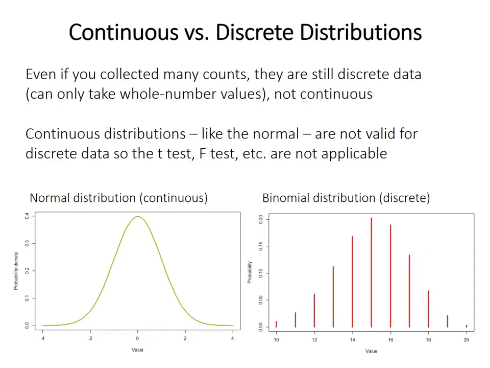But even if we did spend the time and collect many different counts, they're still discrete data. They're not continuous data. And so parameters like standard error or the variance only apply to continuous data. So therefore, tests that use variance or use standard error, like the t-test or the F-test or ANOVA, don't technically apply to this type of discrete data. So there are actually different statistical probability distributions for discrete data, like the binomial distribution shown down here, which you'll learn about in the upcoming videos.